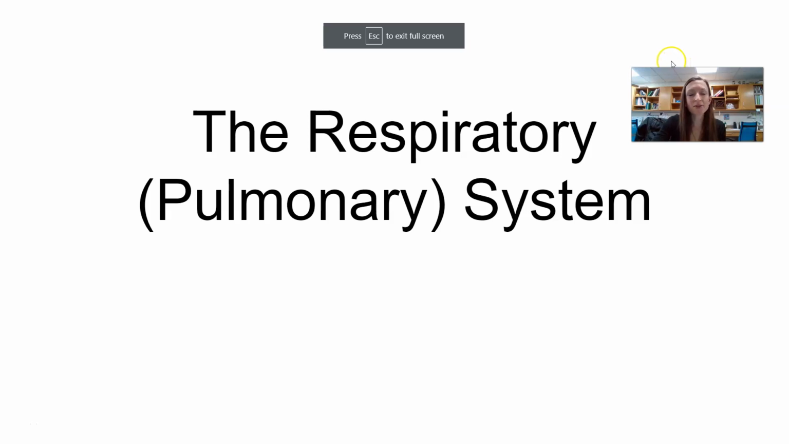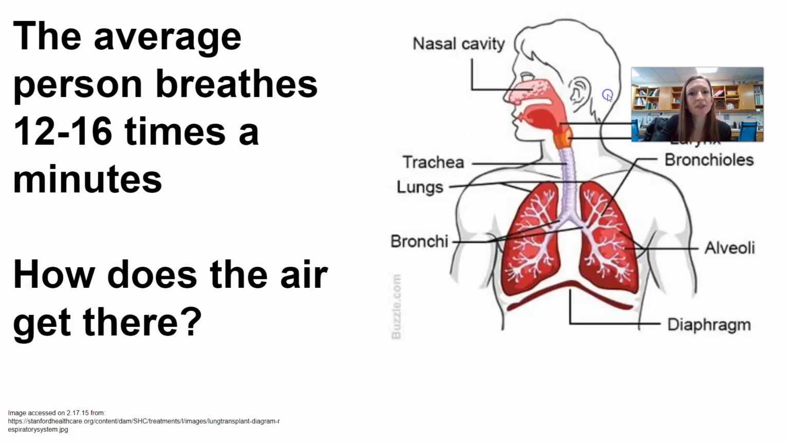Welcome. Today we're going to talk about the respiratory system. You could also refer to this as the pulmonary system, and you will hear it referred to that. If you think back to our work with the cardiovascular system, you will remember there are two vessels, the pulmonary artery and the pulmonary vein, that connect the heart to the lungs. So that word pulmonary refers to the lungs and the respiratory system.